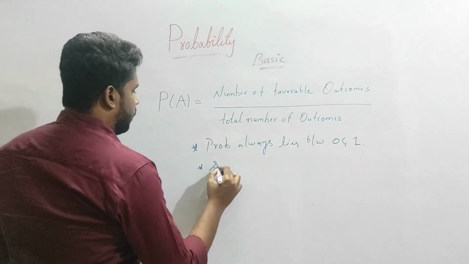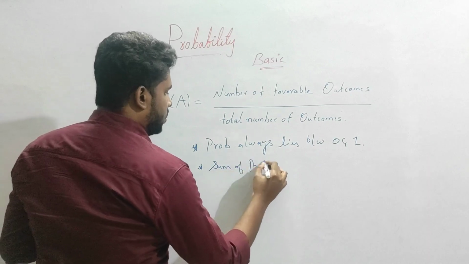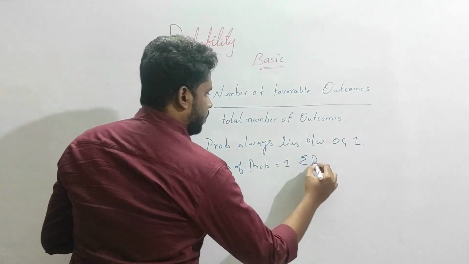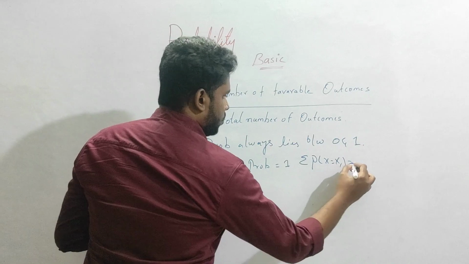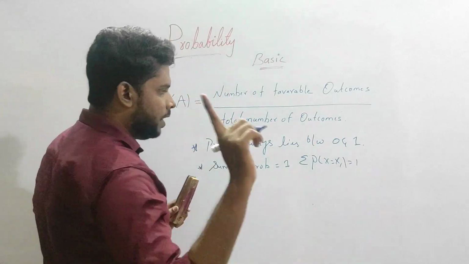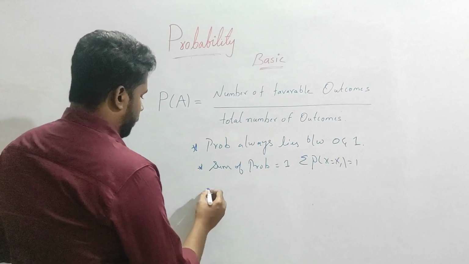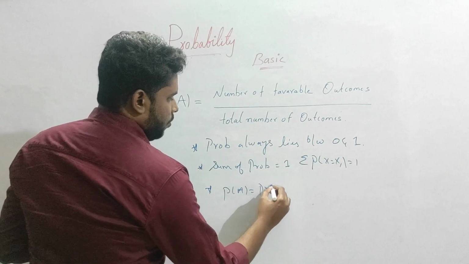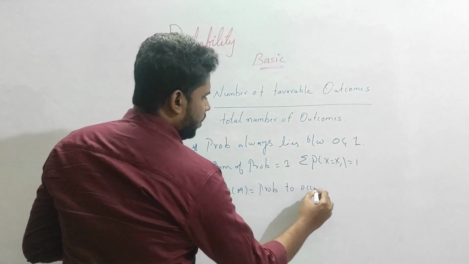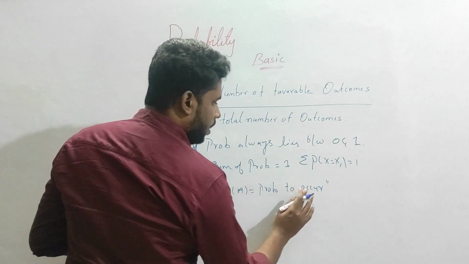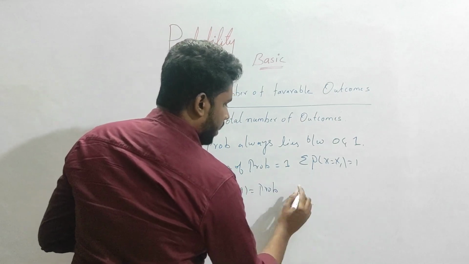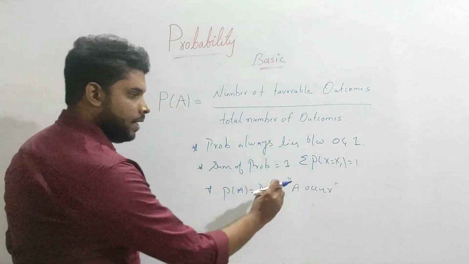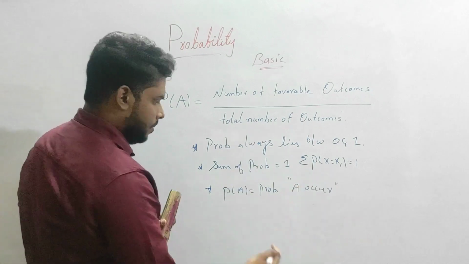Next, the sum of all probabilities is equal to 1. I can write summation of P of xi equals 1. If I add all the probabilities, what should I get? The answer is 1. Now, one more thing. This P of A represents the probability that A occurs, or that A will happen.